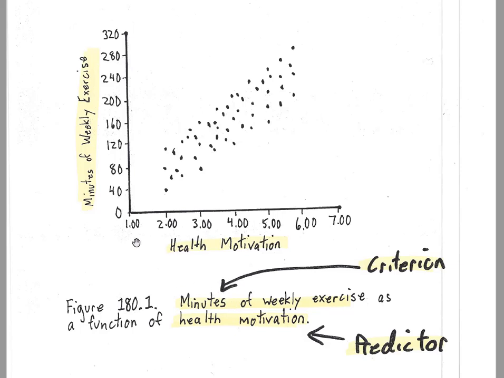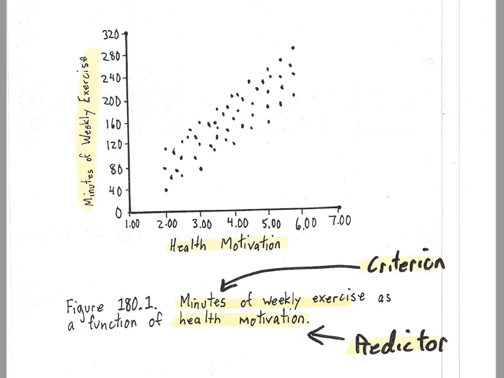In our graph, on the x-axis, the horizontal axis, we are plotting values of health motivation. It's standard to put the predictor variable on the x-axis. Health motivation scores 1, 2, 3, 4, up through 7. Higher scores represent greater degrees of health motivation. We're plotting on the vertical axis, the y-axis, our outcome variable, our criterion variable, minutes of weekly exercise. Higher values indicate more minutes of exercise.